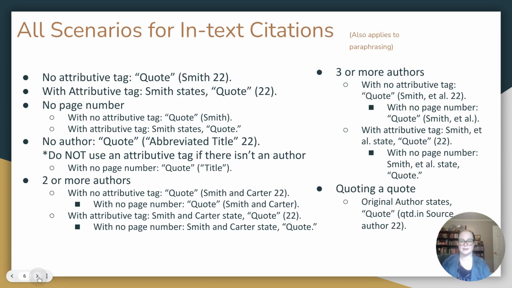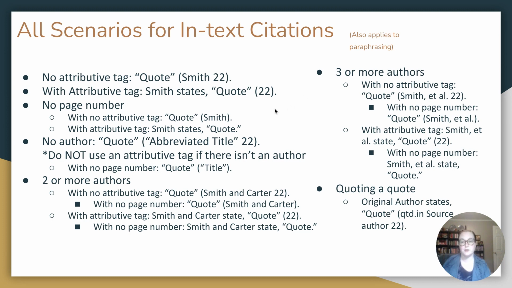Before we get into examples, I'll just show you. Here's all the scenarios for in-text citations. Okay, so if you don't have an attributive tag, you need the author's last name and page number in the parentheses at the end. We call that a parenthetical. So if I say the parenthetical, that's what I mean. The information at the end in parentheses, okay, that citation.